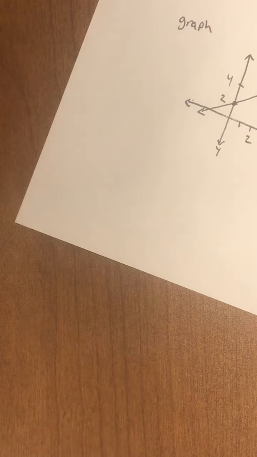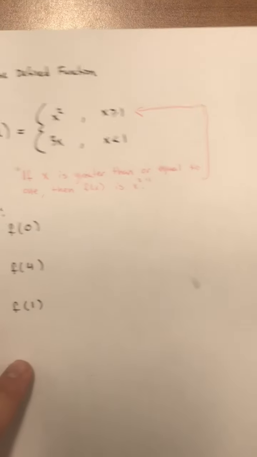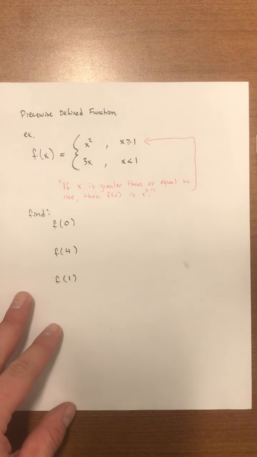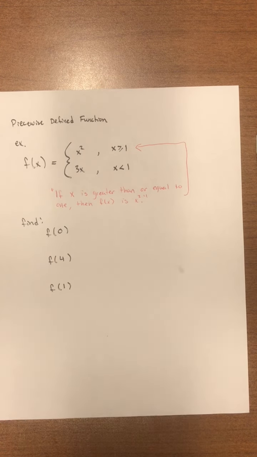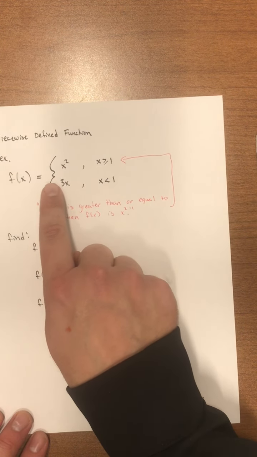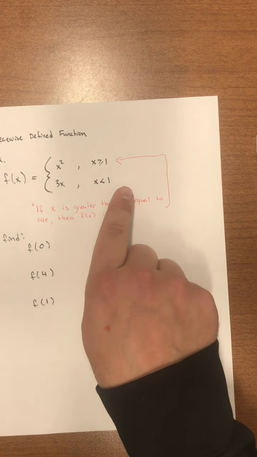Okay, the next thing we are going to talk about is called a piecewise defined function. A piecewise defined function gives you a condition on the domain, in which you will then choose which piece of the function to plug in the element of the domain. So this example, f of x equals x squared if x is greater than or equal to 1, or 3x if x is less than 1.